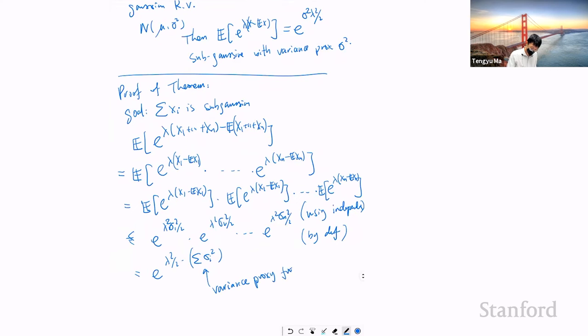for the sum of xi's. And you can see the benefit of using this moment generating function, the exponential, is that you can factorize the exponential easily, right? If you don't use the exponential, if you, for example, use the fourth power or the 8th power, you wouldn't have such a nice simple proof.